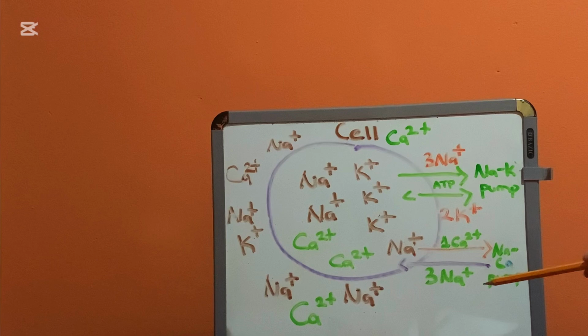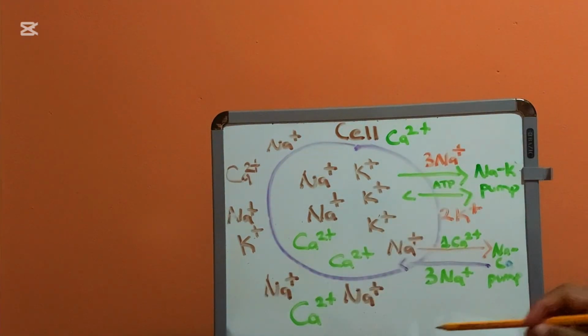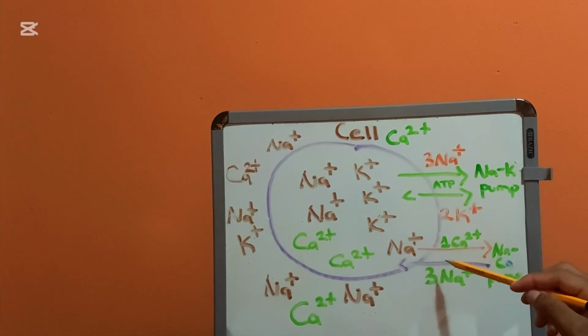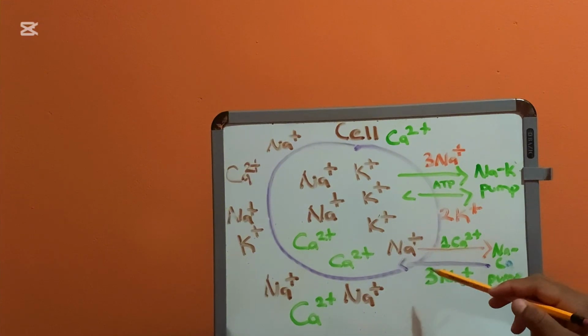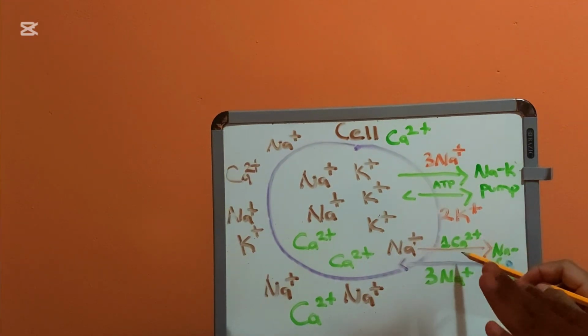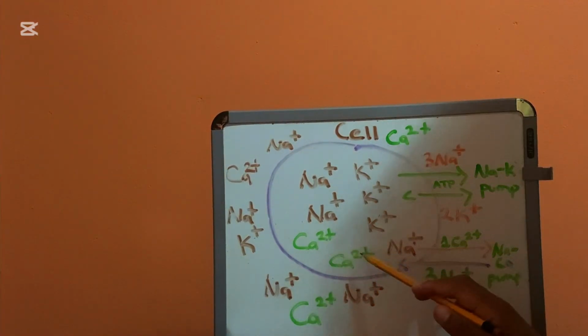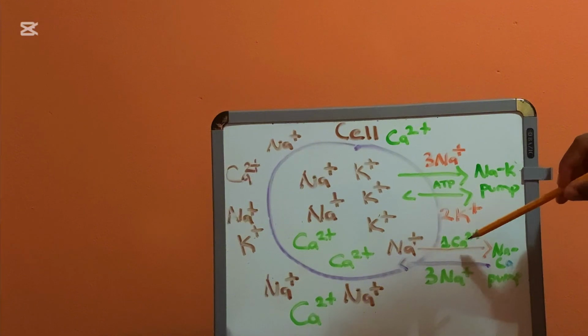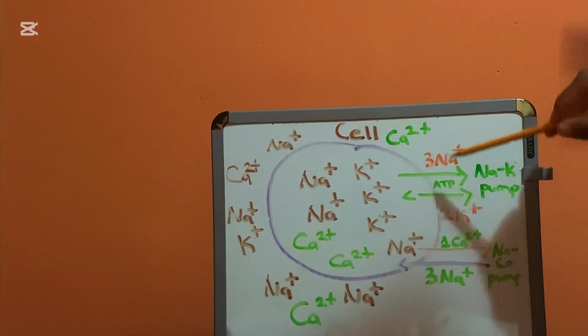So now imagine that, as I said before, we need calcium inside the cell for contractility. The more calcium inside the cell, the more contractility we are going to have. Remember that this sodium calcium pump was taking 1 calcium out. So if we want to increase contractility, we have to stop this pump so the calcium can stay inside the cell and not get outside of the cell. So what are we going to do? In order to stop this pump, we have to stop the sodium potassium pump.